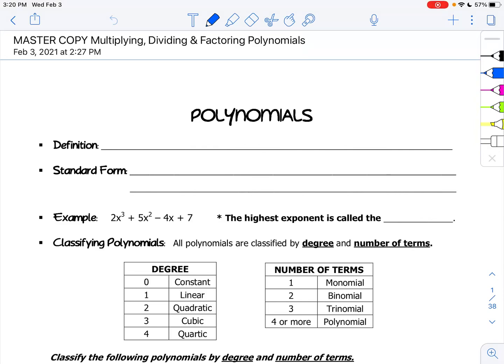In this lesson, we're going to begin talking about polynomials. We're going to talk about what polynomials are, and we're going to learn how to add and subtract polynomials. First, a polynomial is an expression consisting of many terms.